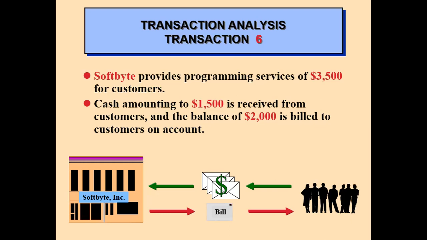And the next thing is the balance of 2,000 taka is billed to customer. Bill to customer means we gave a bill to our customer, but the customer didn't pay the money yet. They will pay the money on a future day, and in accounting we call it account receivable. We will receive that money.